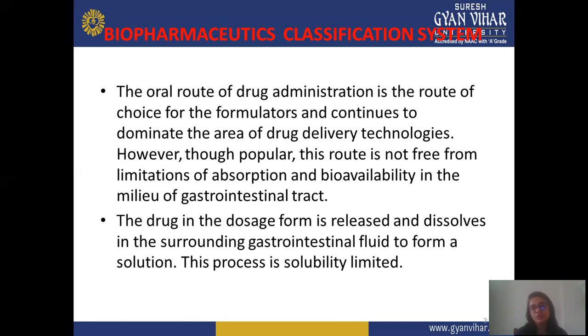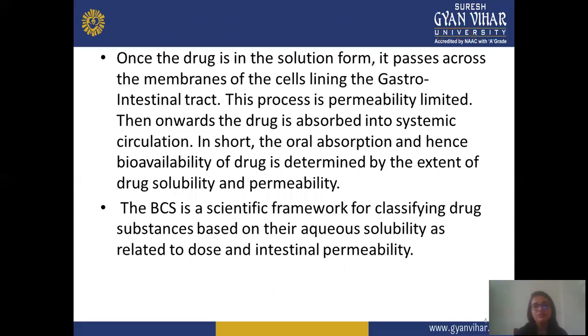The effect is observed depending on the particular type of drug, and the process of solubility is limited because not all drugs solubilize in the GI tract. So this is a solubility-limited step. Once the drug is in solution form, it passes across the membrane of the cell lining of the GI tract, and this process is permeability limited. Once the drug passes through, it can cross the cell lining of the GI tract, but there may be chances that it does not show good permeability. If it is easily solubilized, it may still show a permeability problem.